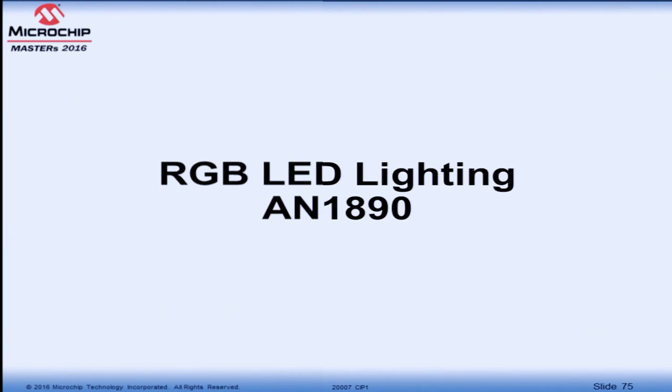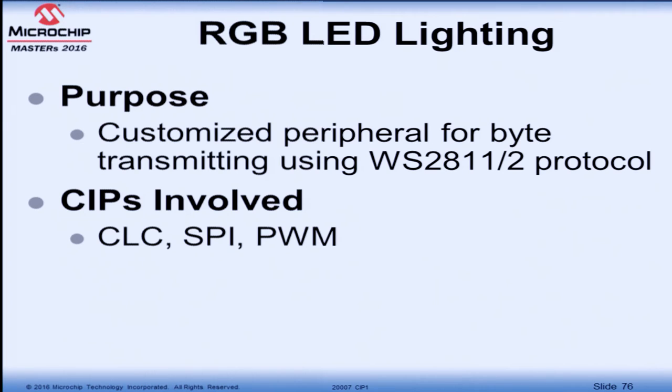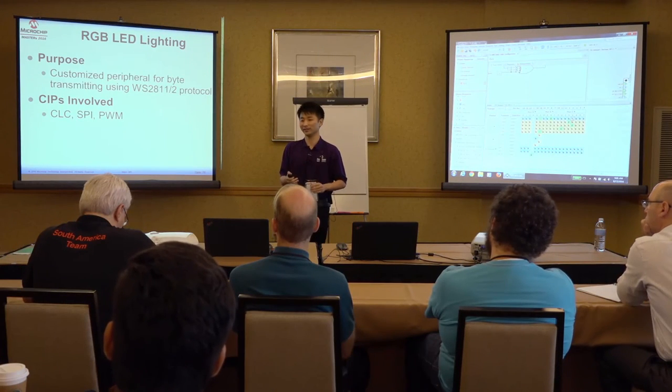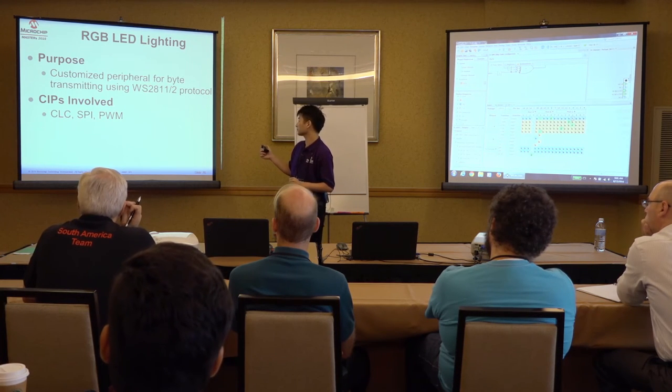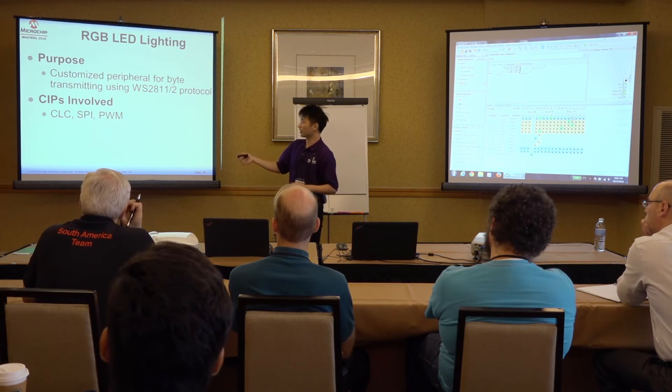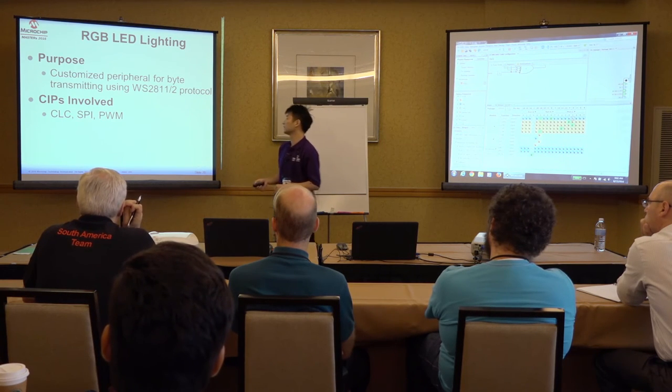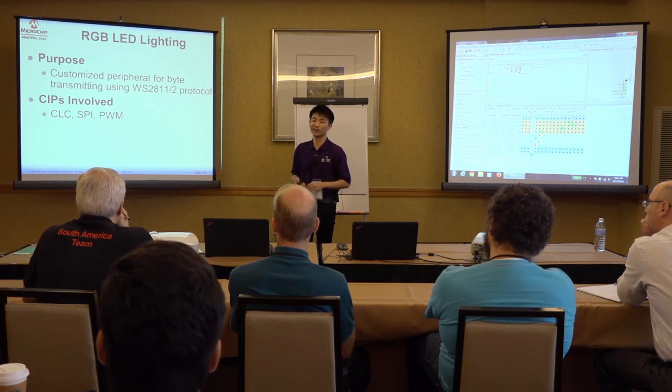All right. The next app note I want to talk about is the RGB lighting app note. It's in AN1890. Okay. Here's the purpose of this application. Also a customized peripheral for bit-banging using the WS2811. So I'm going to talk about the WS2811 or 12 protocol later. The purpose is to create a customized peripheral so that you don't need to bit-bang to create your signal for the RGB light. We have three CIPs involved: CLC, SPI, and then PWM. When the SPI shows up, you probably kind of sense how we're going to do it.